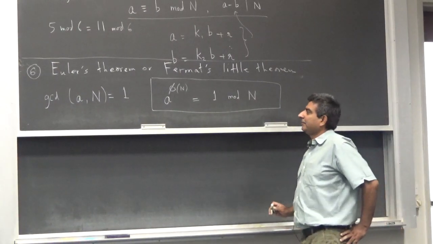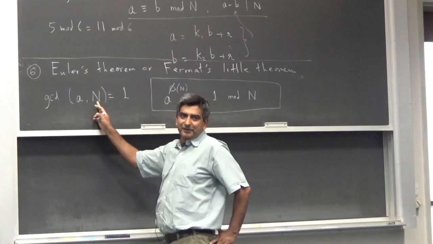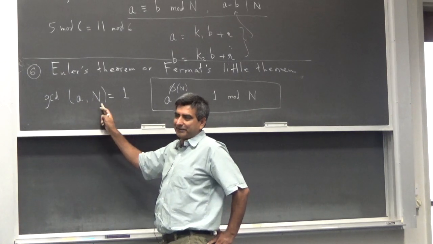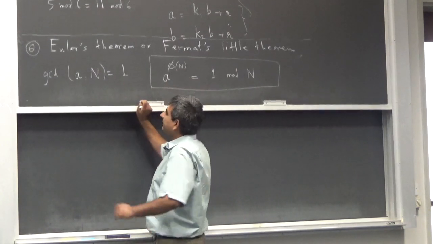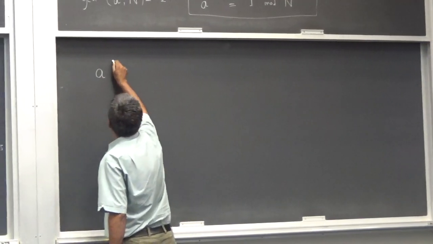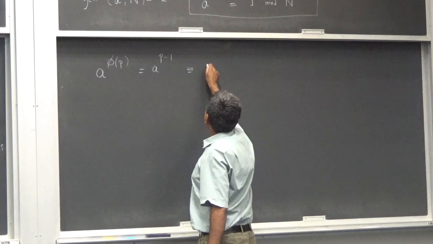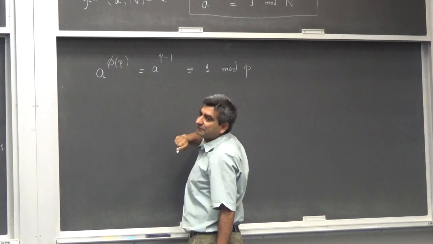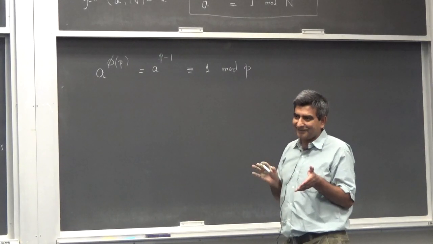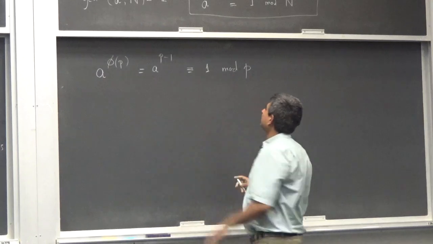Alright, so this is a theorem. Now, if n were a prime number, then any a less than the prime number will be coprime with the prime number. So this means that A raised to the power phi of p, which is A raised to the power p minus 1, is 1 mod p. So if I take a prime number, and A is less than the prime number, and I put p minus 1 in the exponent, the result would be equal to 1.